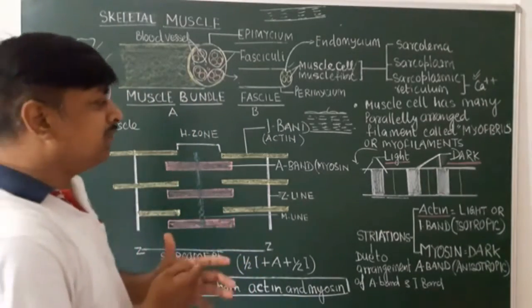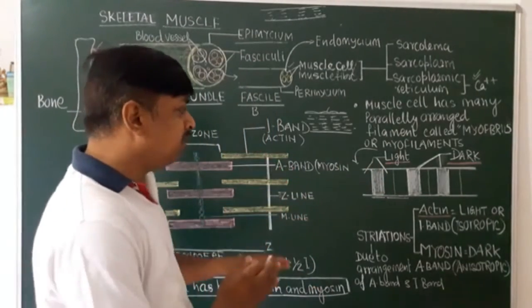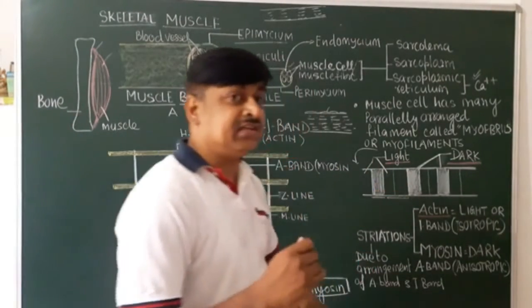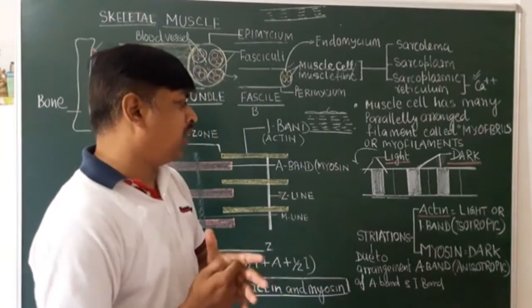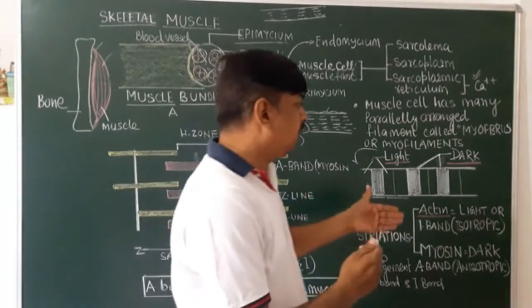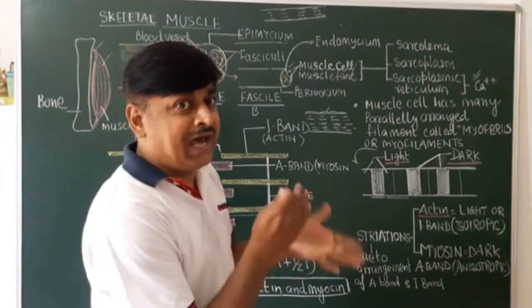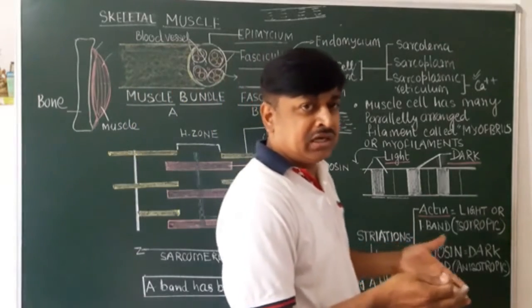Clear? Actin, what do we say? We say the light band. Actin we say the light band. And myosin, what do we say? We say the dark band. The I band or light band. I means isotropic band. Clear?